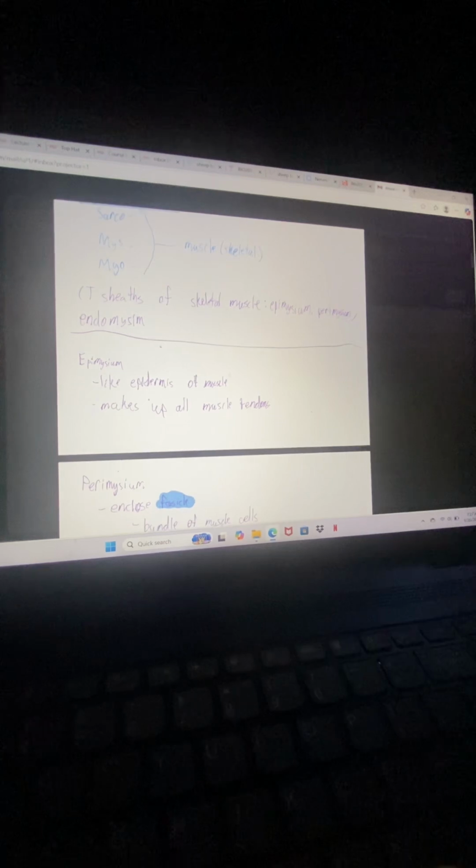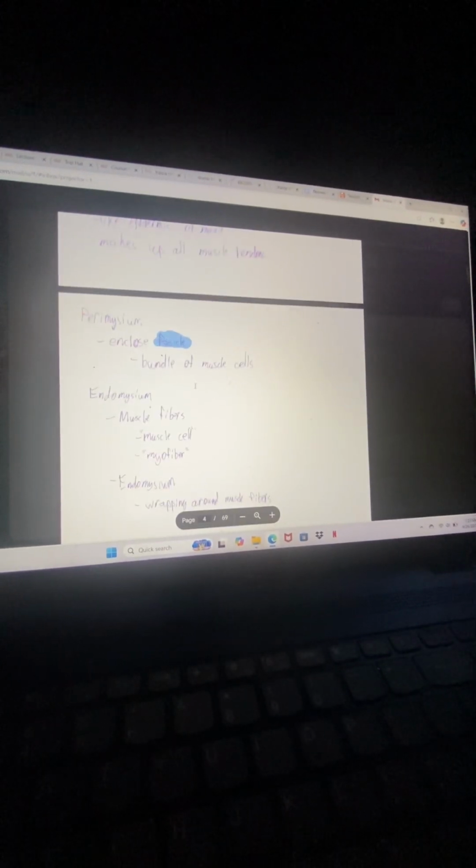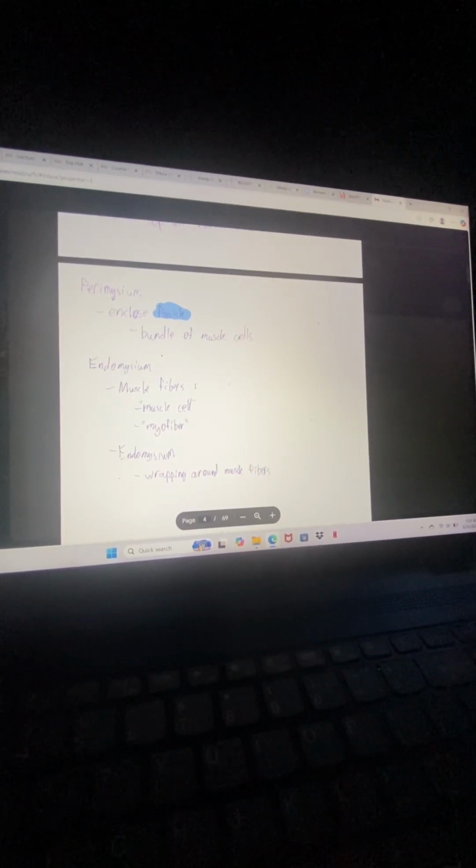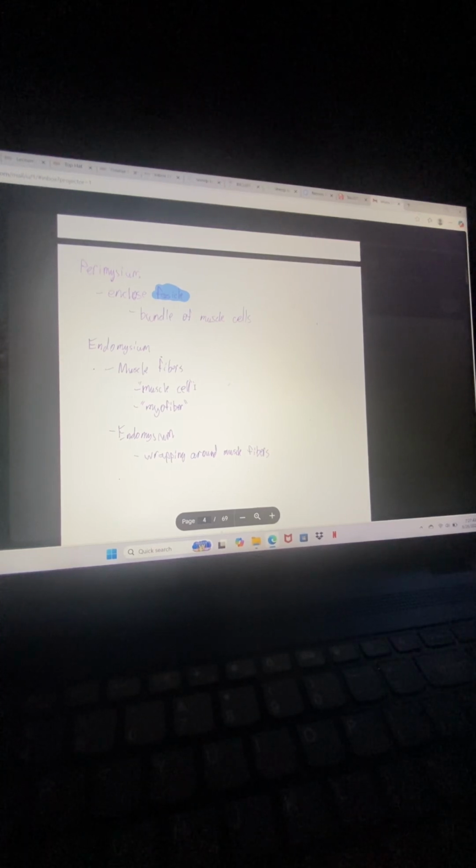Epimysium, like the epidermis of the muscle, makes up all the muscle tendons. Perimysium encloses the fascicle, the bundle of muscle cells. Endomysium is the wrapping around the muscle fibers.